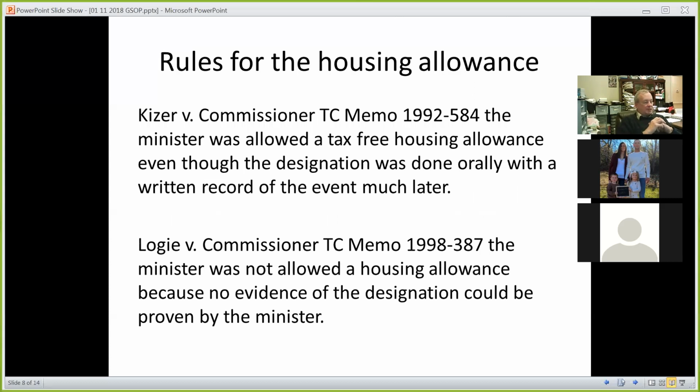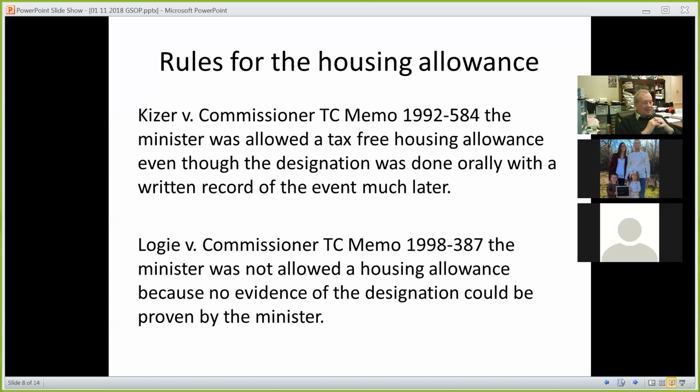Let's look at some court cases. Kaiser versus Commissioner, a tax court memo case in 1992. The minister was allowed a tax-free housing allowance even though the designation was done orally with a written record of the event much later. Most people dealing with this issue recommend that there be something in the minutes of the meetings of the church, either the eldership or the men's meeting or whatever, designating that amount. That would give you the written documentation of what's going on, such that you could then utilize that as housing allowance.